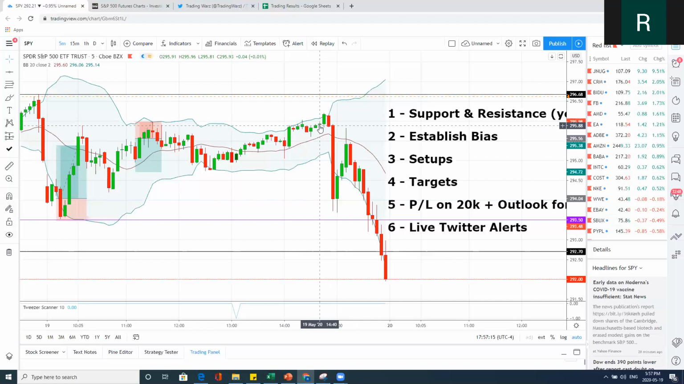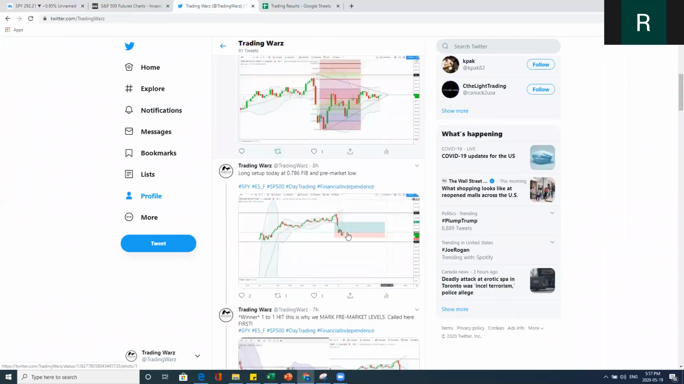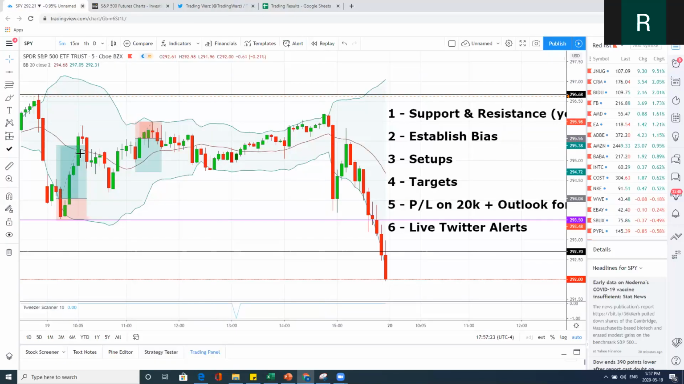Okay, guys? All right. So I also called this out on Twitter earlier today, guys, right over here, long setup, 9:56 a.m. We had the confluence, 786 pre-market low. No one knows what's going to happen tomorrow, and we're going to have to look at the overnight to really give us a clue again coming into the next day.